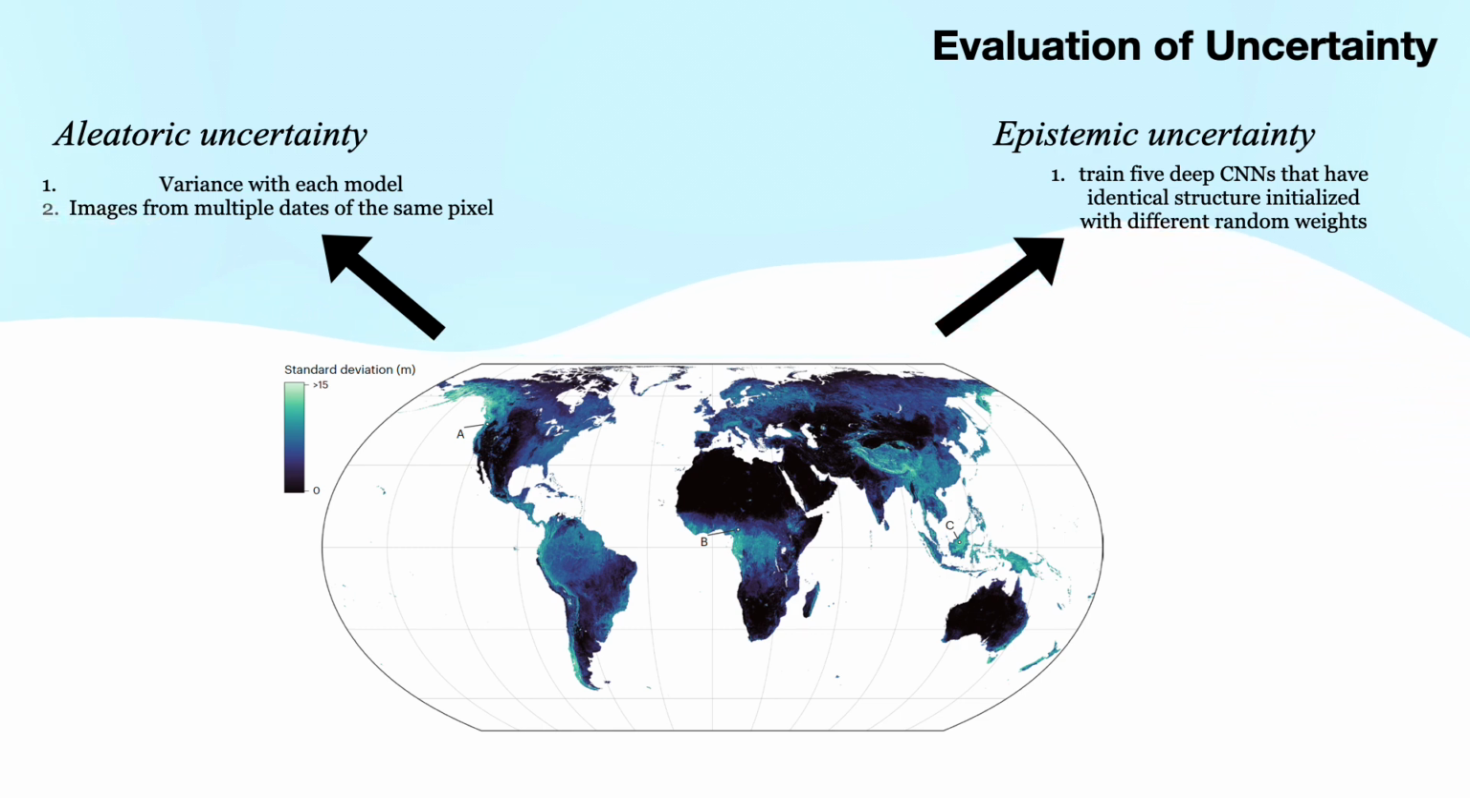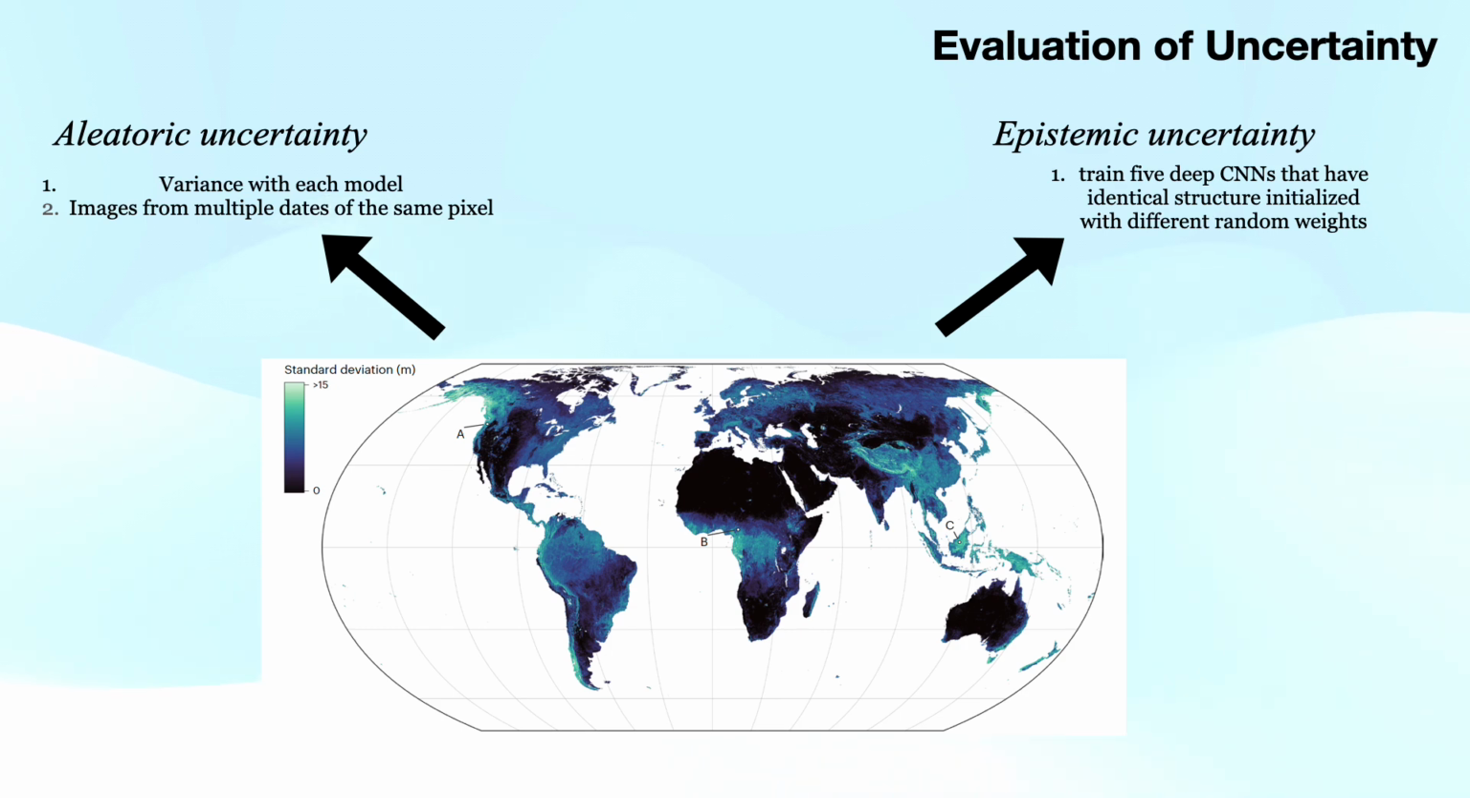They also talked about the epistemic uncertainty, which is about understanding how these models perform differently. This is something they can control. So what they did is train five machine learning models and compare how they differ among themselves.